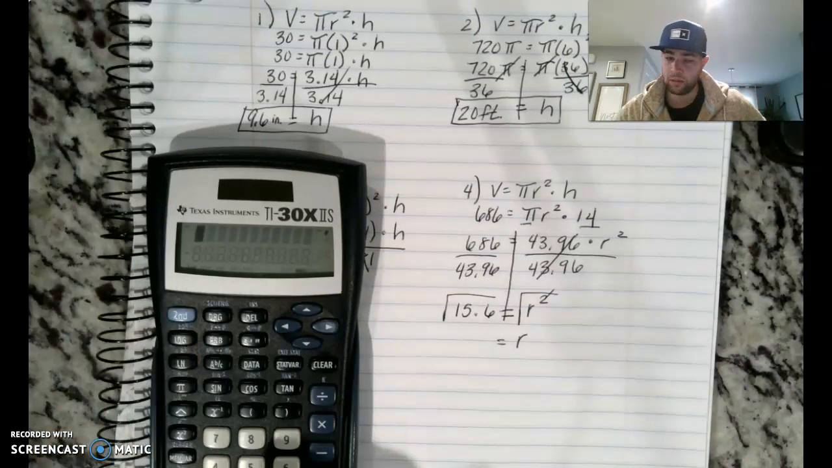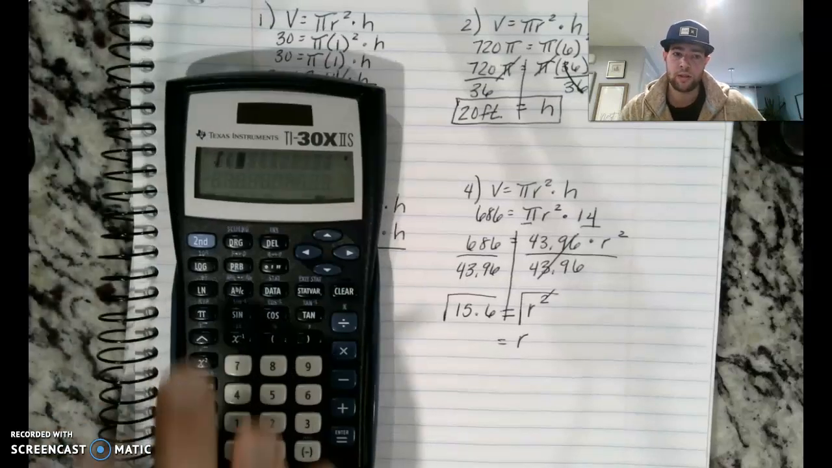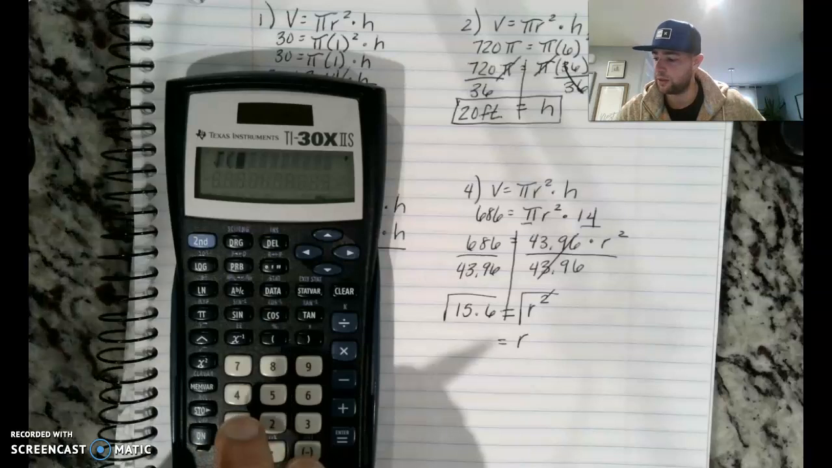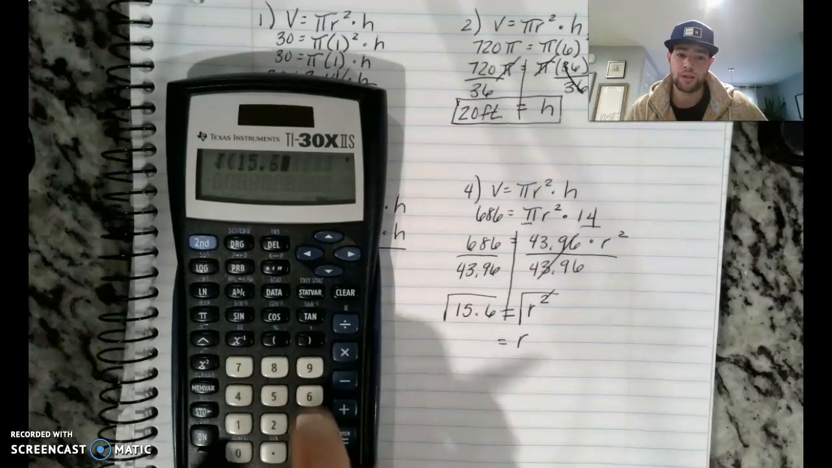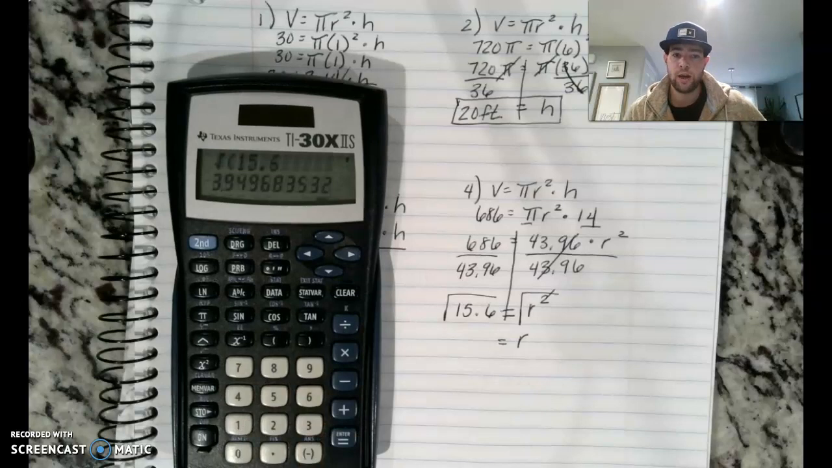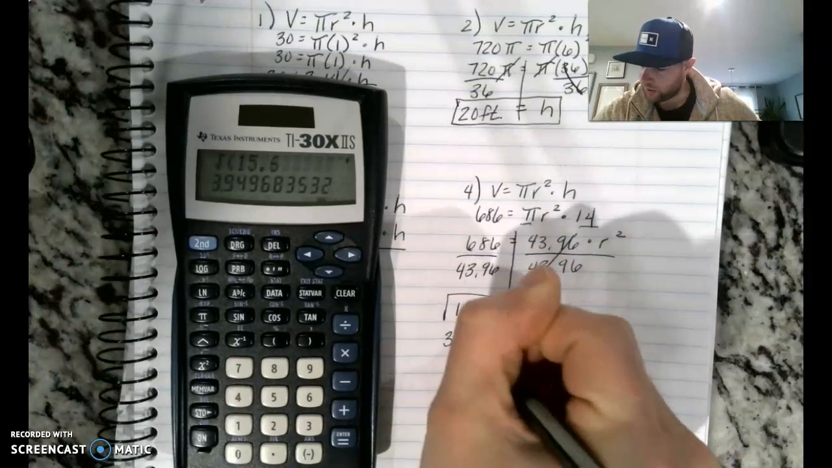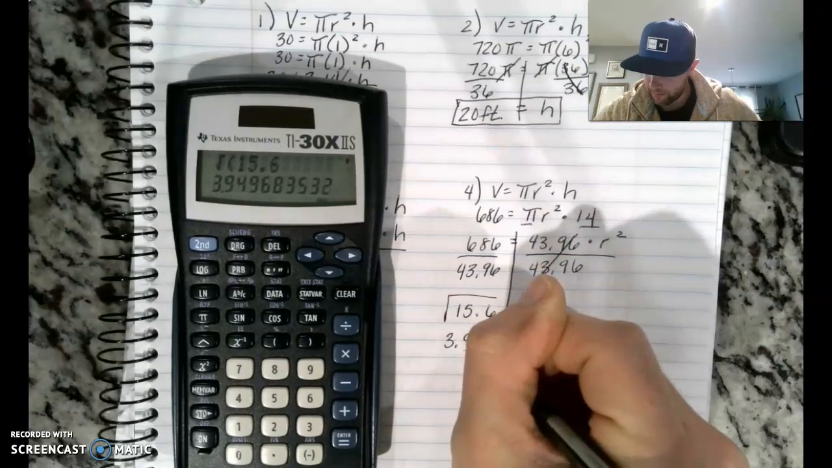And then so you can see I'm going to hit x squared, because that's going to give me the square root button. And then I'm going to hit 15.6, and we're rounding to the nearest tenth. So we get about 3.9. So I'm going to write radius equals 3.9, and then our units are millimeters again.